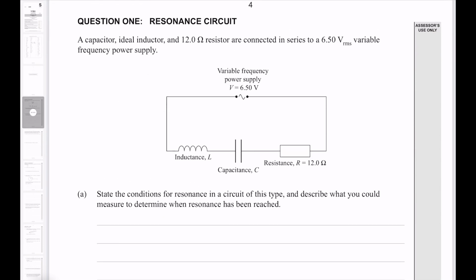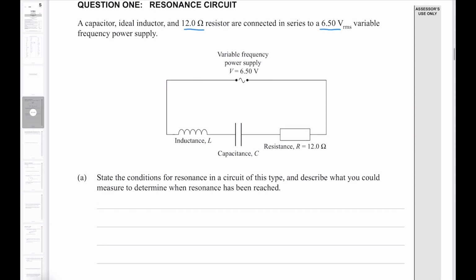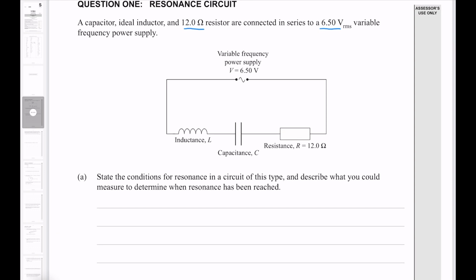Question 1. A capacitor, ideal inductor, and 12 ohm resistor are connected in series to a 6.5 volt variable frequency power supply. State the conditions for resonance in a circuit of this type and describe what you could measure to determine when resonance has been reached.